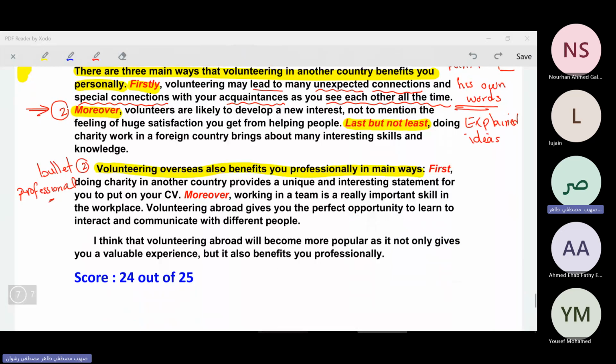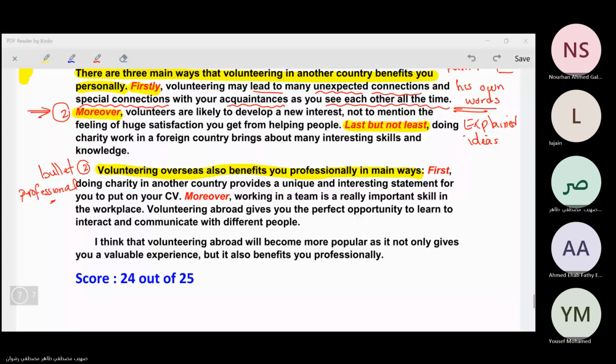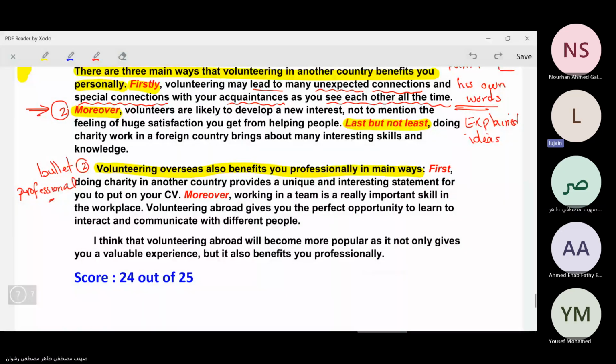Read, Lujain. First, doing charity in another country provides a unique and interesting statement for you to put on your CV. Moreover, working in a team is a really important skill in the workplace. Volunteering abroad gives you the perfect opportunity to learn and to interact and communicate with different people.